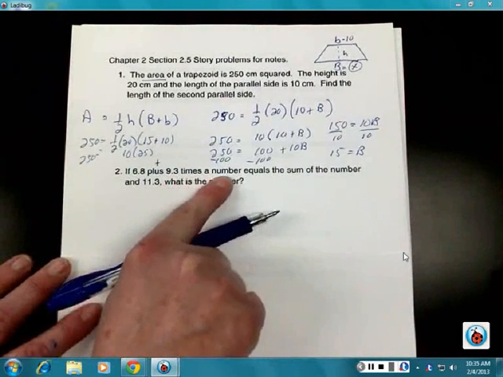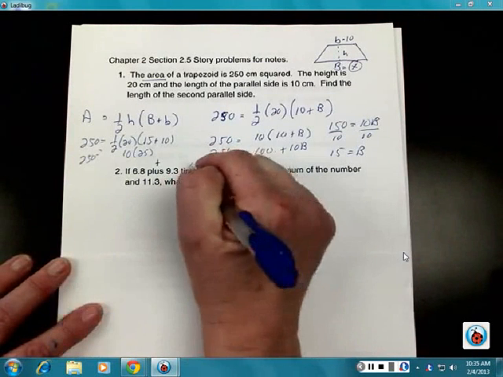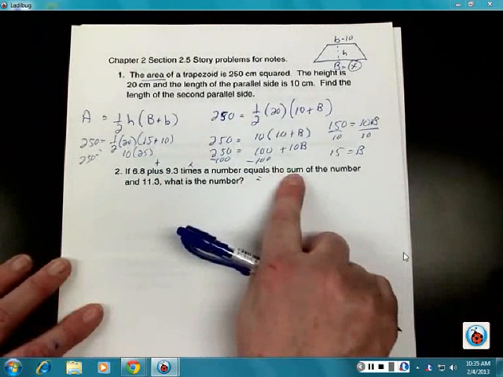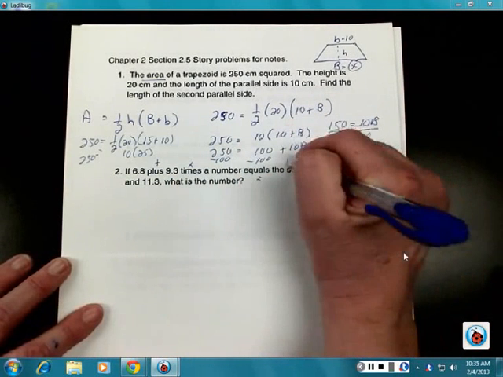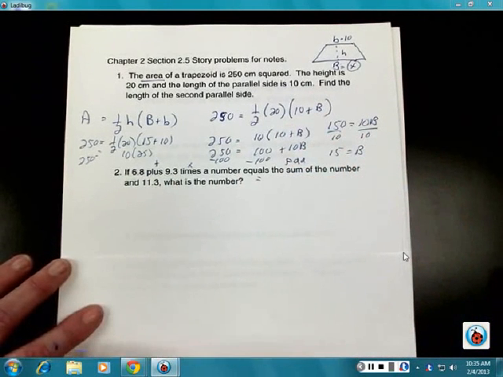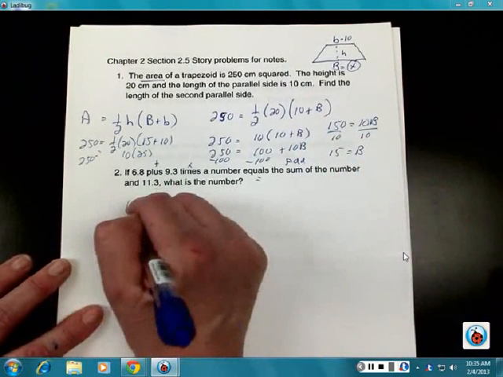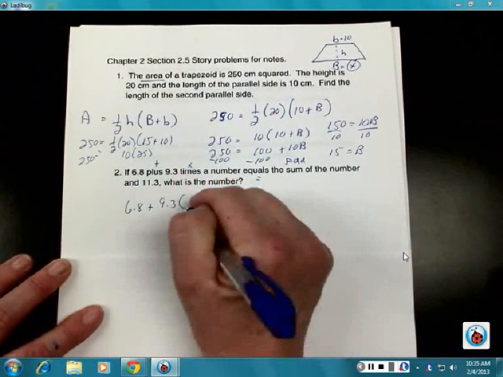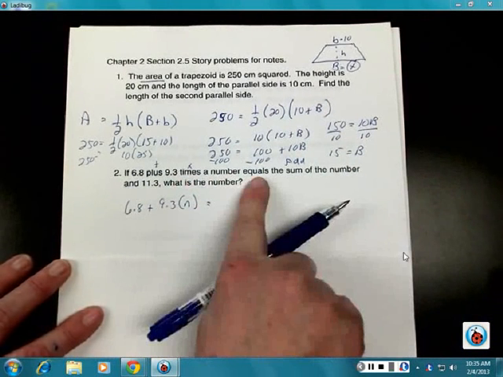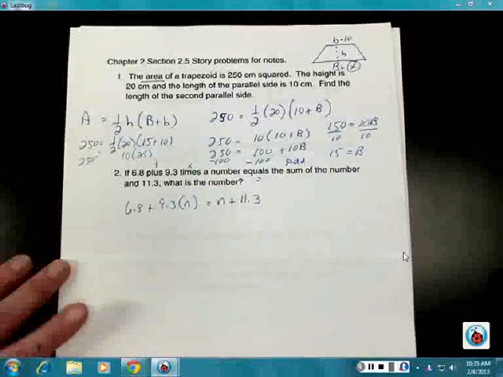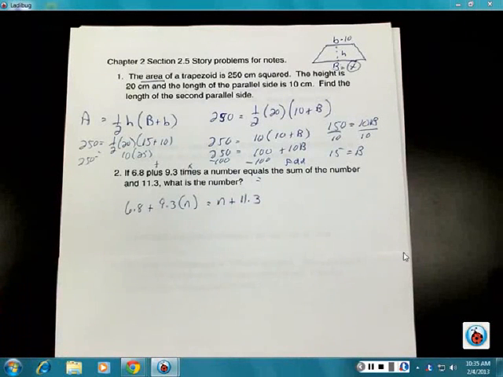9.3 times a number. What does a number mean? X. Equals, of course, means equals. The sum, so what is sum going to tell us we have to do? Sum means I need to add, right? Of the number and 11.3, what is the number? N. Okay, so we're going to put n in there. All right, so 6.8 plus 9.3 times the number, so n, equals the sum of the number plus 11.3. Okay, so that's what it means written out as an algebraic statement.